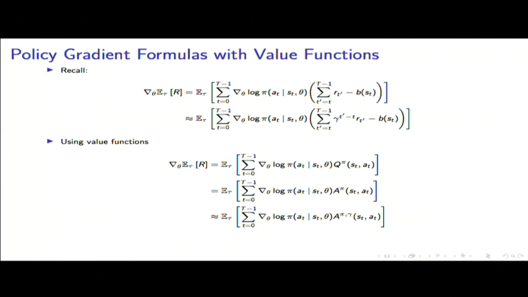And then by using V pi as our baseline, we can replace Q by Q pi minus V pi, and then we get the advantage function here. So this is just saying that we want to increase the probabilities of the actions that have positive advantage. And lastly, we can approximate this expectation by introducing a discount factor.